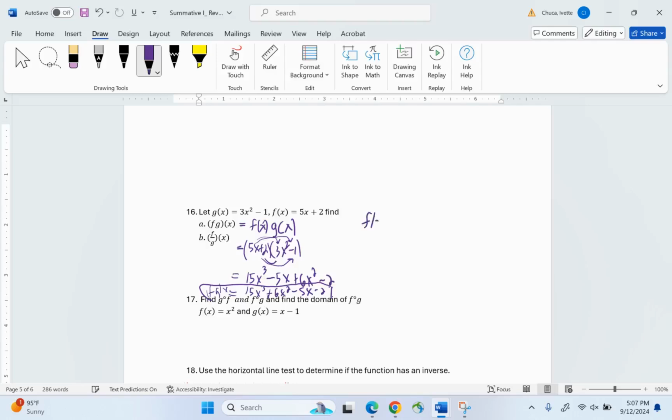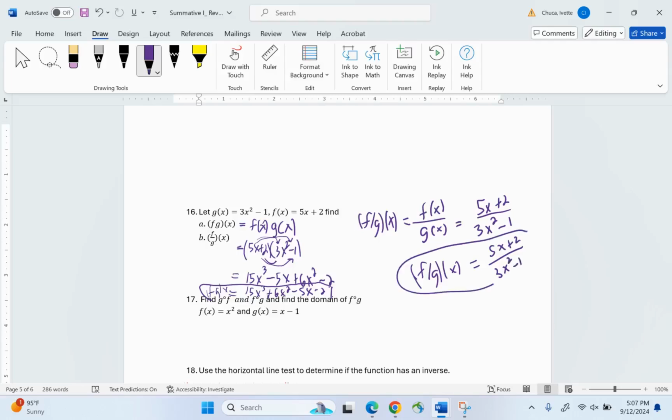Now for f divided by g of x, this is f of x divided by g of x. So f of x is 5x plus 2 divided by g of x, which is 3x squared minus 1. And then there's really nothing we can do to simplify this. So my answer here is just going to be 5x plus 2 divided by 3x squared minus 1.